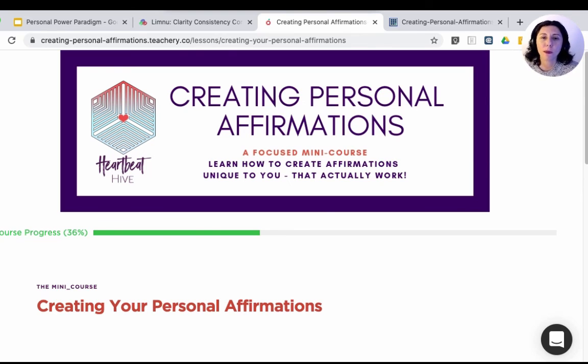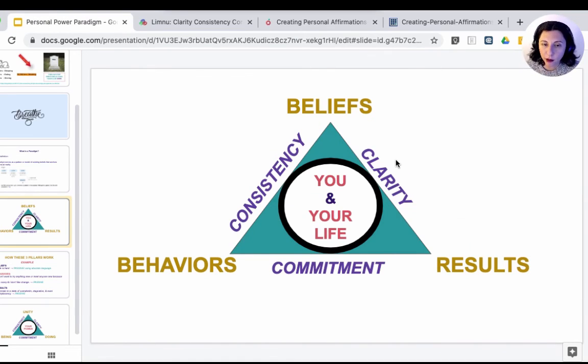So I hope this has been helpful. Remember to clarify, be consistent, and then commit. Commit to that new belief. Try it on for a little while. Give yourself a time frame and then reassess after a while and see, okay, do I really believe that? Or am I starting to believe that now that I've changed my language, which eventually will impact your behaviors and your results.